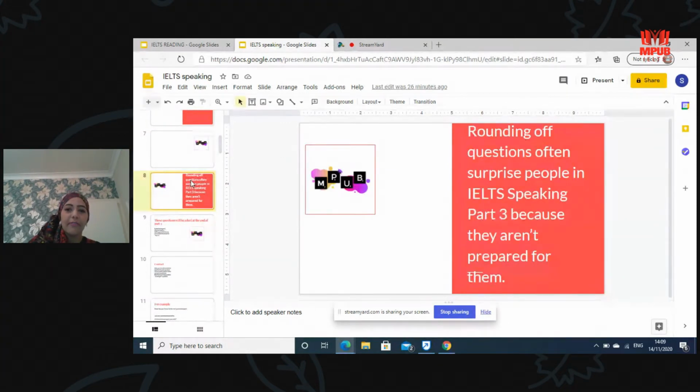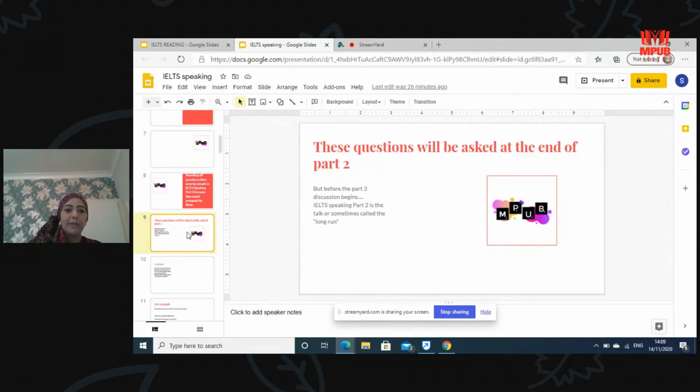Rounding off questions often surprise people because they're a bit unexpected. They come just before part 3 of IELTS speaking, and students aren't prepared for them because they spend a lot of time preparing for the actual part 2, and then they're a bit taken aback by this extra bit to do. These questions will be asked at the end of part 2, but before the part 3 discussion begins. IELTS speaking part 2 is the talk, sometimes called the long run.